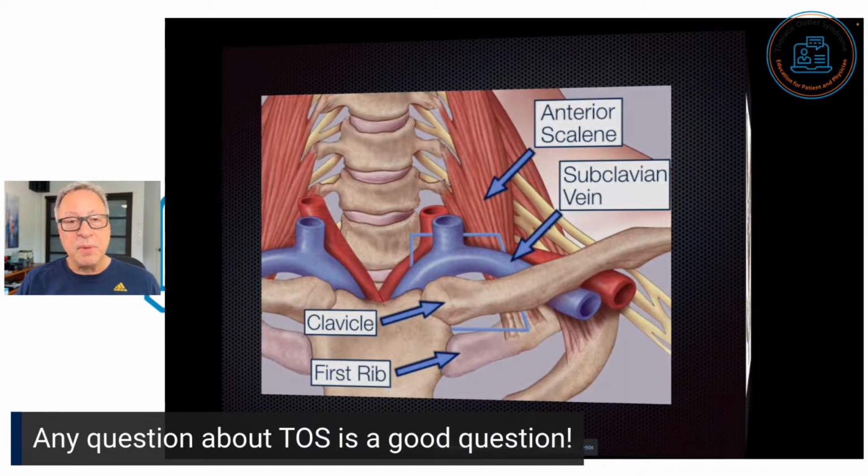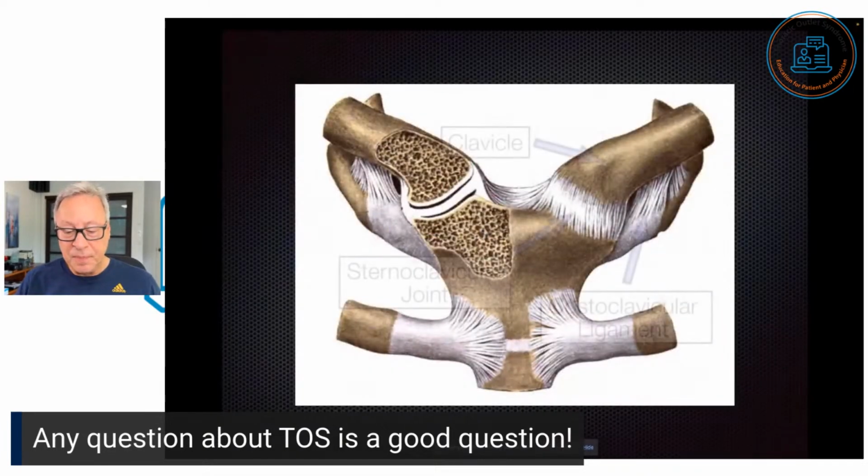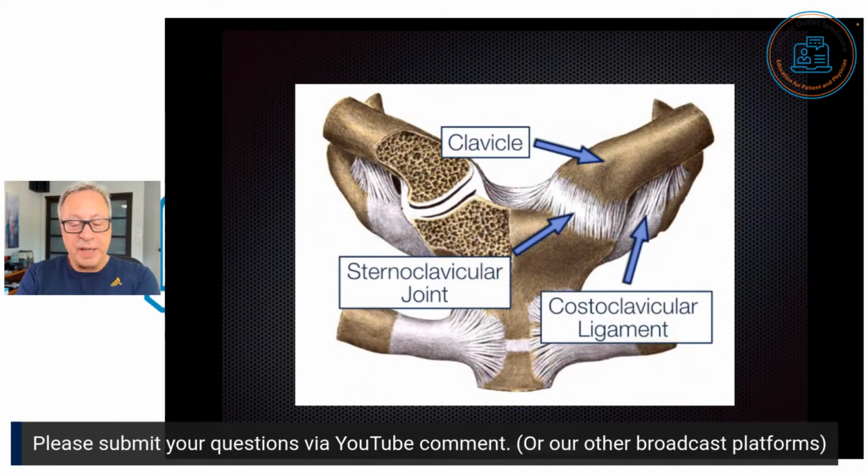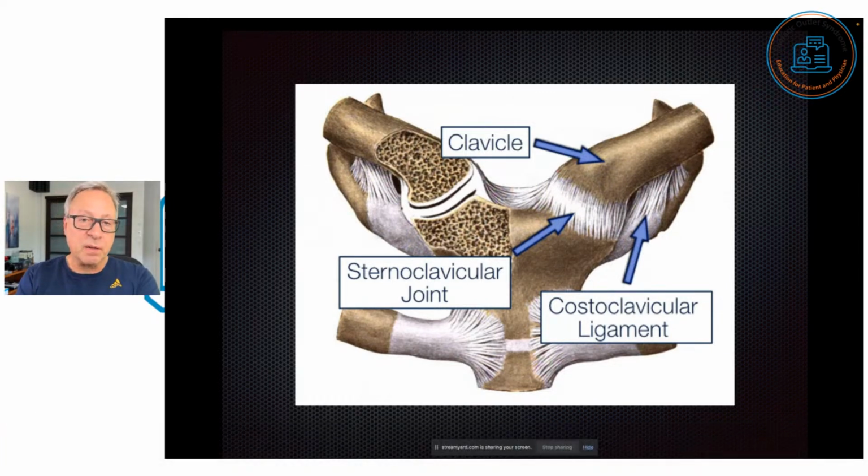All right, here's some bony anatomy. We see the clavicle, the collarbone, as it comes up and joins the sternum or the breastbone. So we get a sternoclavicular joint. And then an important structure is this costoclavicular ligament. Costo meaning rib, clavicular meaning clavicle. And so we get this ligament of various sizes and shapes that starts on the first rib and inserts on the very medial or forward portion of the collarbone.